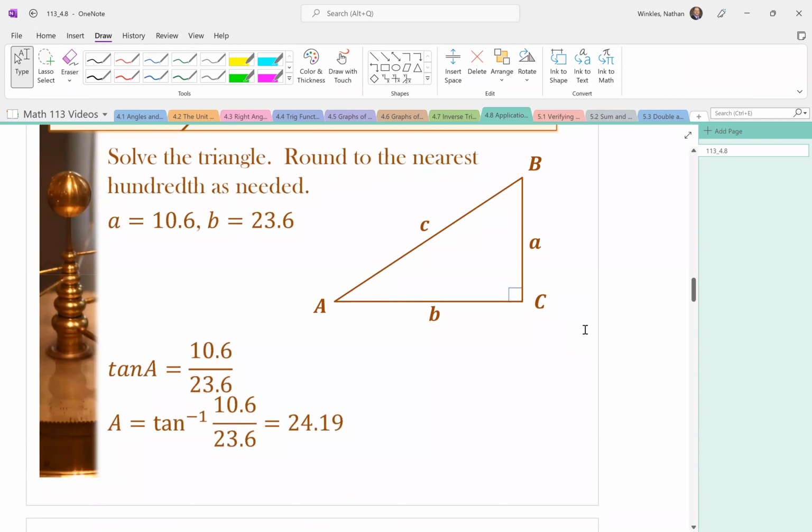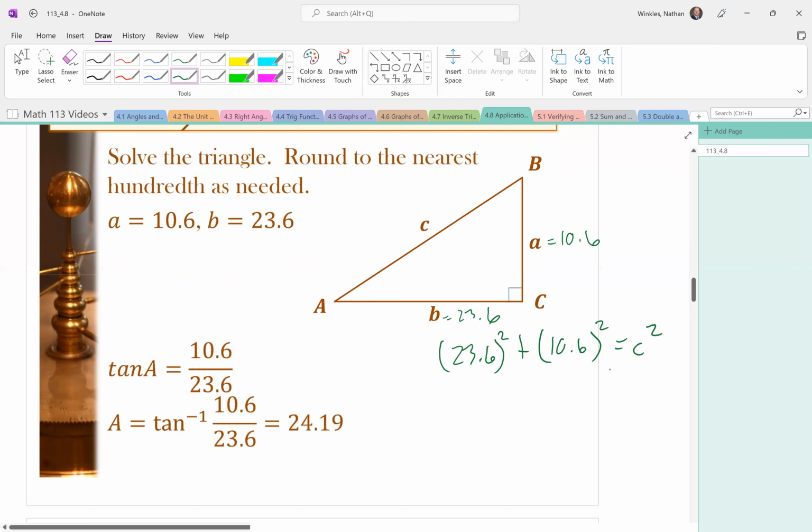So on this one, I actually gave us a little bit more information here. Here we're given that side A is 10.6, side B is 23.6, and we need to find an angle. We can easily find C here if we wanted to go ahead and find that. That is 23.6 all squared plus 10.6 all squared is equal to C squared. So we're going to do a lot of calculator work here.